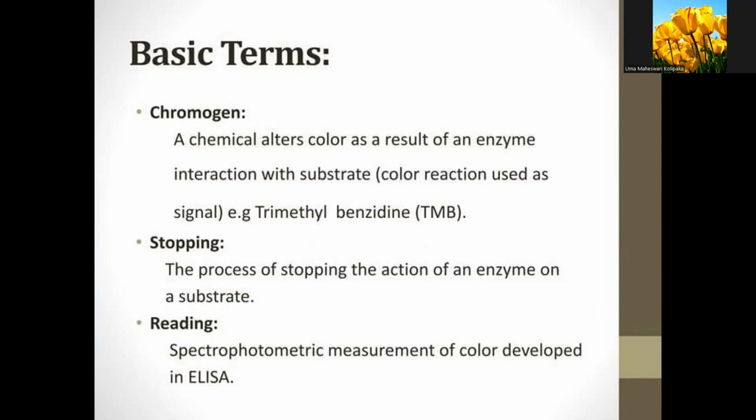Stopping, the process of stopping the reaction of an enzyme on a substrate. Reading, spectrophotometric measurement of color developed in ELISA. So we can come to know about the quantity, how much amount of analyte is there, according to the color intensity produced in the form of product. So based on the product color intensity, by measuring the intensity of the color of the product with the help of spectrophotometry, we can come to know about the quantity of that analyte which is present in that mixture or sample.